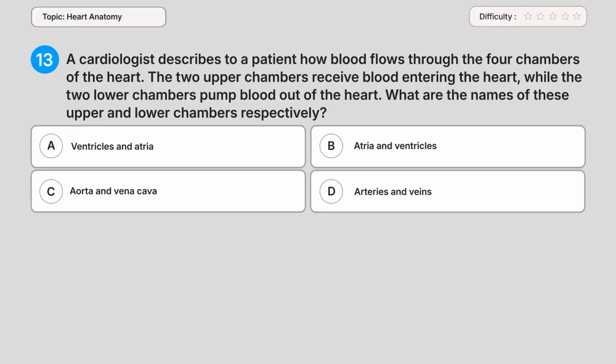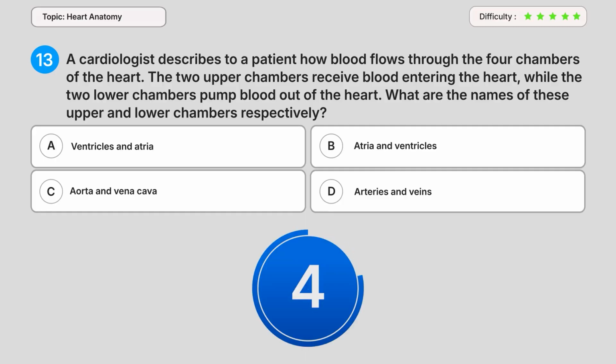13. A cardiologist describes to a patient how blood flows through the 4 chambers of the heart. The 2 upper chambers receive blood entering the heart, while the 2 lower chambers pump blood out of the heart. What are the names of these upper and lower chambers respectively? A. Ventricles and atria. B. Atria and ventricles. C. Aorta and vena cava. D. Arteries and veins. Do you know the answer?